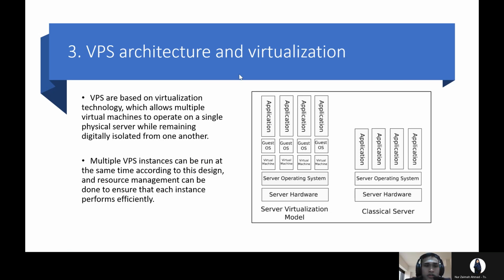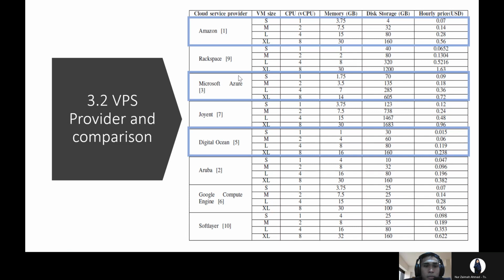So this is the provider comparison. The top three are Amazon, Microsoft Azure, and DigitalOcean. These three providers offer virtual machines, and DigitalOcean was selected; it is called a Droplet. Based on the comparison, DigitalOcean is more affordable to subscribe to than Azure and AWS.